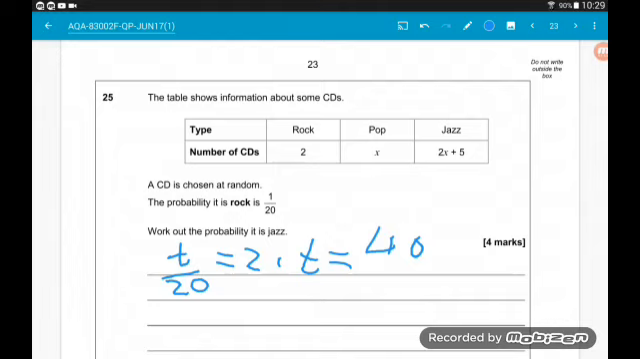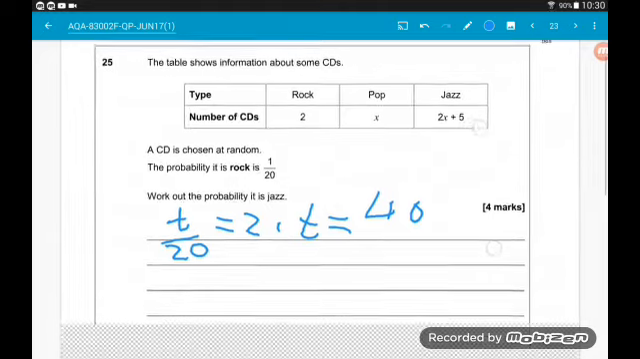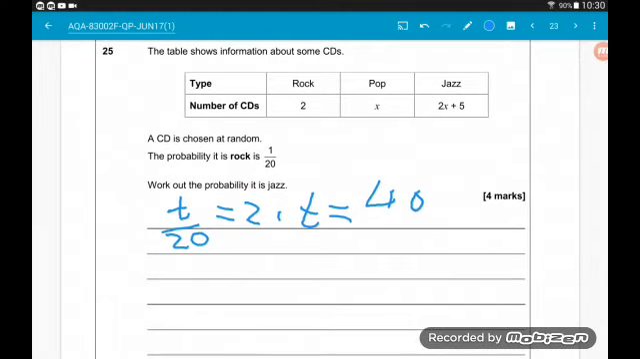Okay, so now what do we know then? Well, we know we've got 40 CDs. We know 2 of them are rock. So we know how many of the others are either jazz or pop. It's going to be 40 minus 2, which is 38. Now, algebraically, we know that we've got x pop and 2x plus 5 jazz. But we know numerically that has to add together to give us 38.